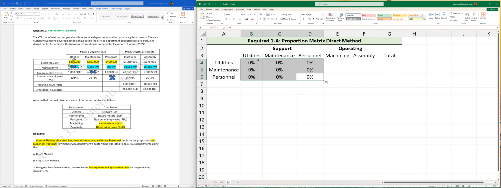Why is there no allocation from support departments to support departments? Because we're doing the direct method. Now remember, guys, the utilities here, the maintenance here, and the personnel here, you would never do these anyways because those are self-allocations. Utilities can't allocate to themselves.